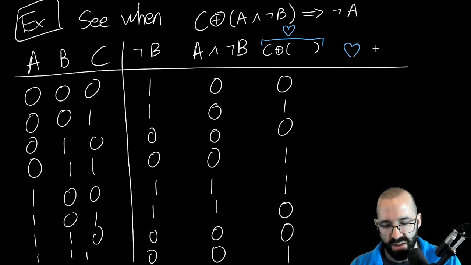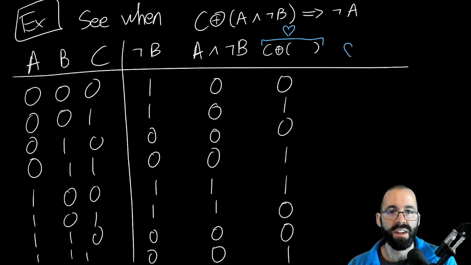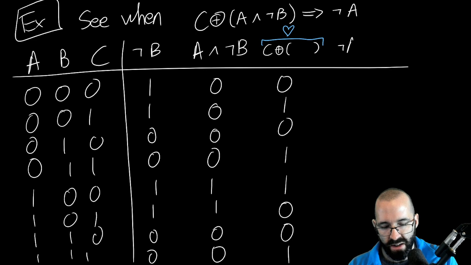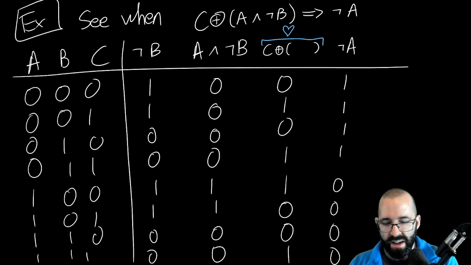So when is a blue heart imply not A? Oh, we should actually, all right, let's be very precise. Let's do not A as well. We're going to need that. What is not A? 1, 1, 1, 1, 0, 0, 0, 0. Now, finally, we're curious, when is heart imply not A?